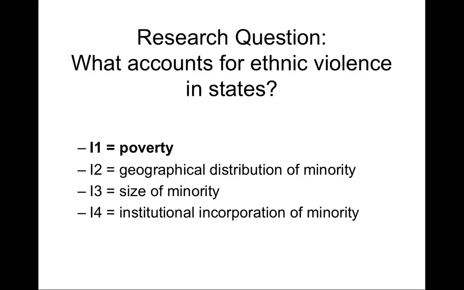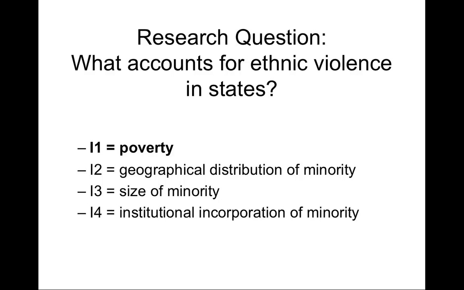The third independent variable that I throw out here is the size of the minority. The argument being, if you've got a large minority, 35% of the population, it's going to be easy for them to get together and to fight. Versus if it's a small minority, maybe 3% of the population, they're not going to be able to come together to fight. They're going to think it's too hopeless.